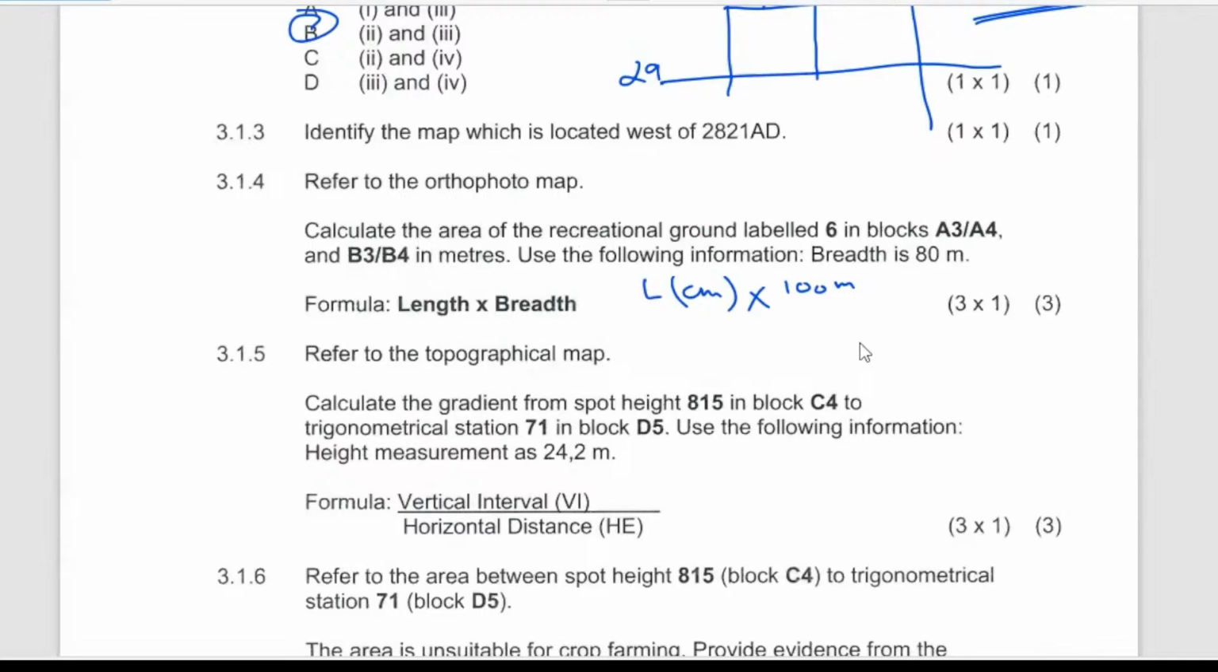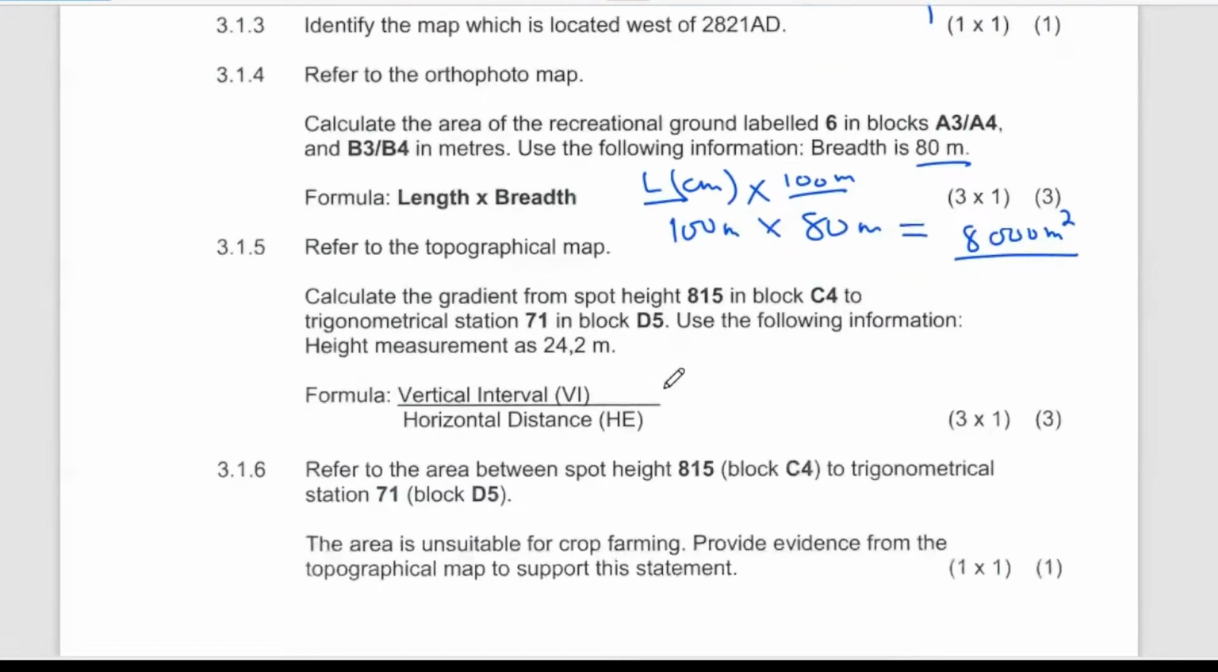And you check your width, you multiply it. It's already been given for you. Your breadth is already in meters. So you need to convert your measurement to meters. And according to our calculation here, I've got the length as 100 meters, which is multiplied by 80 meters. That is going to give you 8,000 square meters as the area of that particular recreational ground.